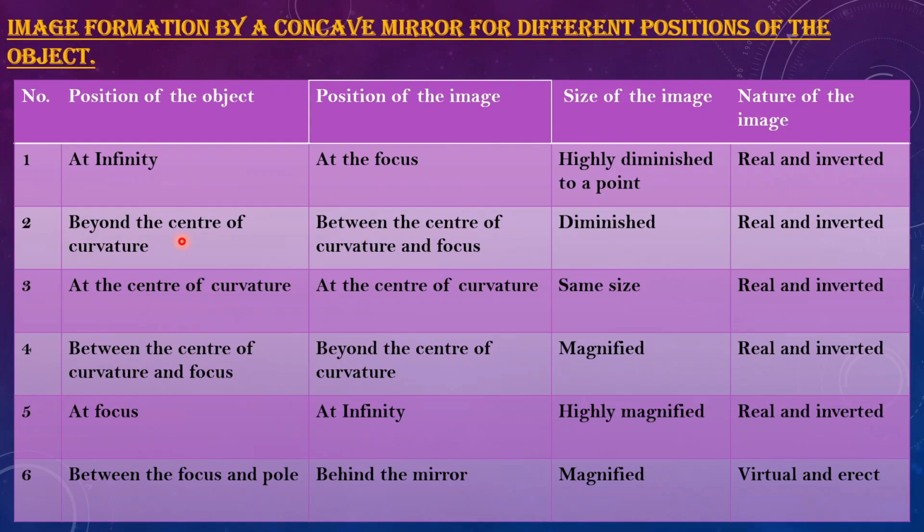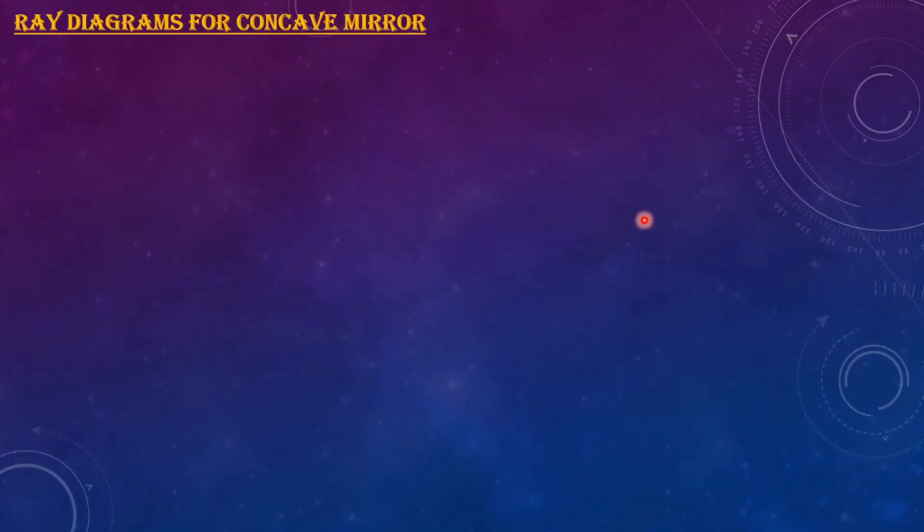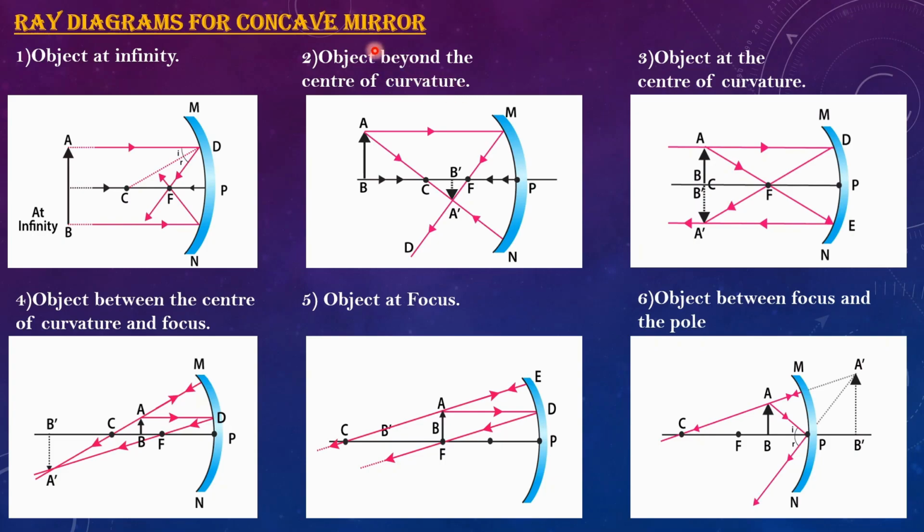Number 2, beyond the center of curvature. The position of the image will be formed between the center of curvature and focus. The size of the image will be diminished, and the nature of the image will be real and inverted. This is the diagram for it. Object beyond the center of curvature. The image is formed just between the focus and the center of curvature, which is diminished, real, and inverted.